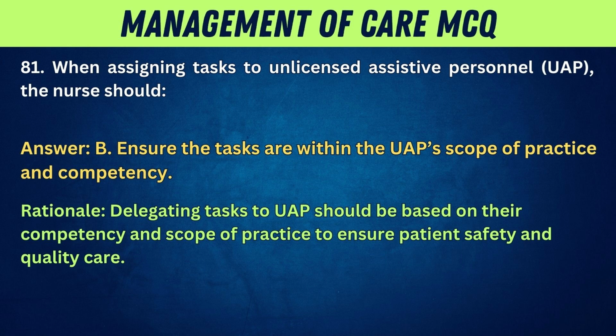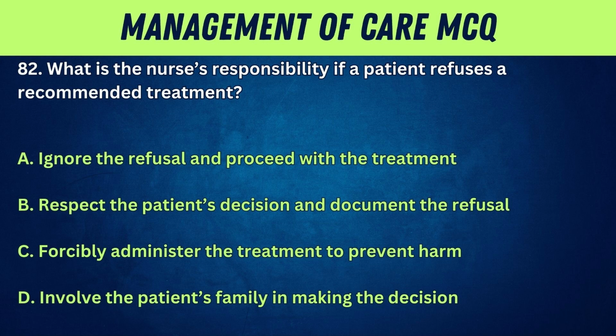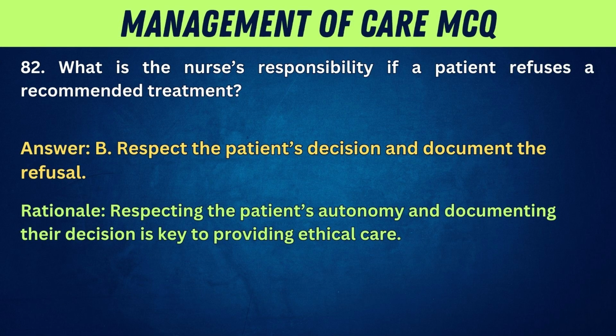Rationale. Delegating tasks to UAP should be based on their competency and scope of practice to ensure patient safety and quality care. 82. What is the nurse's responsibility if a patient refuses a recommended treatment? A. Ignore the refusal and proceed with the treatment. B. Respect the patient's decision and document the refusal. C. Forcibly administer the treatment to prevent harm. D. Involve the patient's family in making the decision. Answer. B. Respect the patient's decision and document the refusal. Rationale. Respecting the patient's autonomy and documenting their decision is key to providing ethical care.